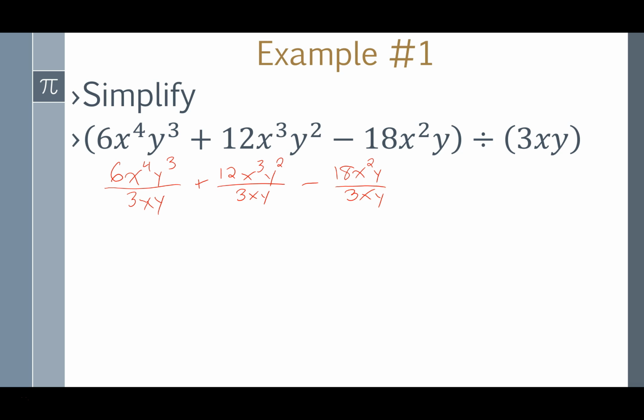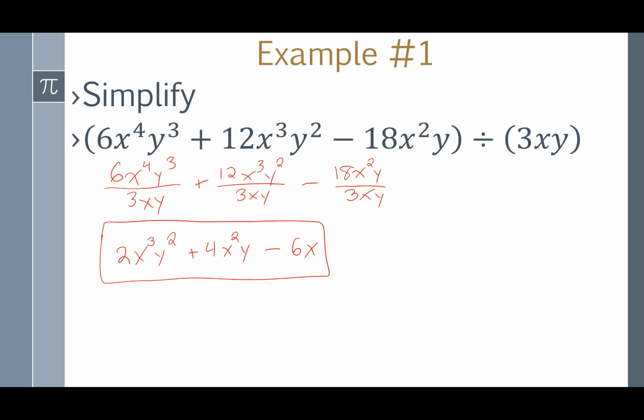Now we just try and simplify each one of these fractions. So for the first fraction, 6 divided by 3 is 2. X to the 4th over x is x cubed. Y cubed over y is y squared. And then we continue that for the rest of them. 12 divided by 3 is 4. X cubed over x is x squared. Y squared over y is just y. And then minus 18 over 3 is 6. X squared over x is x. And the y's cancel, leaving this as our expression.